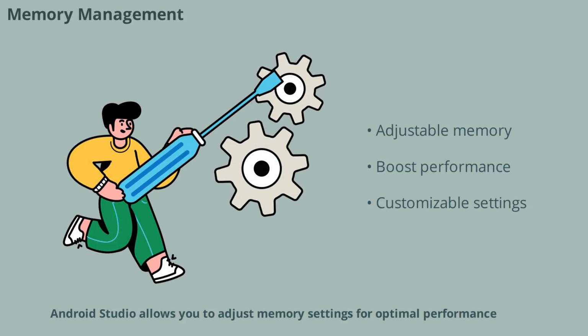Android Studio allows you to adjust memory settings for optimal performance. If your system has more than 8 GB of RAM, consider increasing the memory allocation for both the IDE and build processes. This can significantly speed up your workflow, especially when working on large projects or using the emulator.